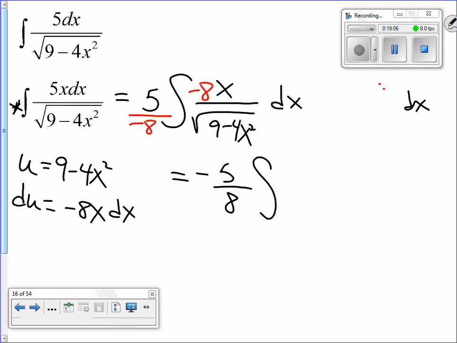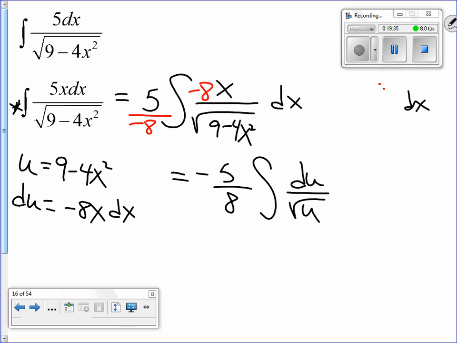Du over the square root of u. Is that right, guys? Yeah, that's good. Oh, is that ln again? No, if it was du just over u to the first, that would be the ln of absolute value of u. Du over the square root of u, what are we going to have to use? Power rule. But before we can use the power rule, what do we have to do?